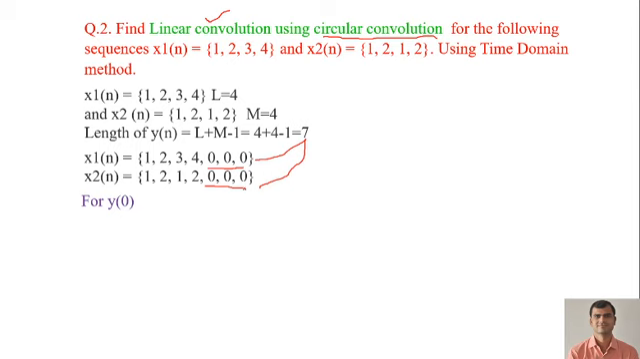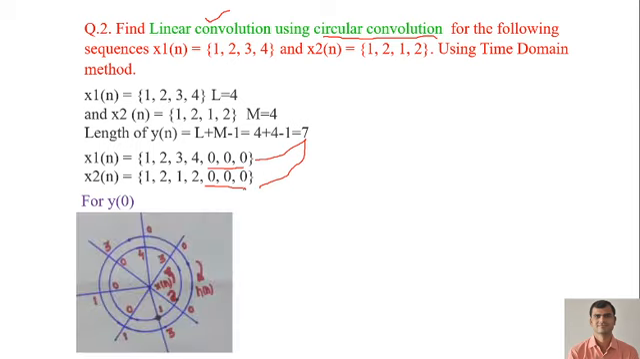As you can see here, for y of 0, I have divided the circle into 7 parts, and this is my zeroth position. I have taken the sequence of x of n anti-clockwise. Similarly, we take the sequence of h of n clockwise. The sequence x1 of n is nothing but the sequence of x of n, and the sequence x2 of n is nothing but the sequence of h of n.